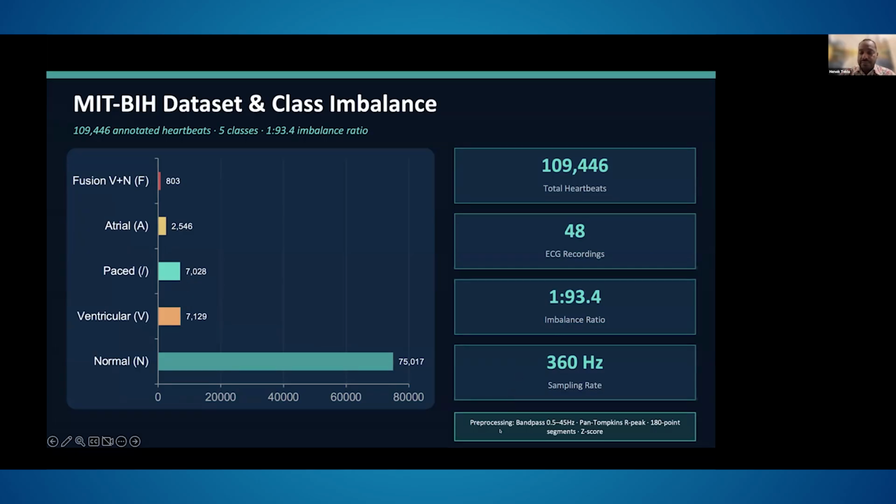Our sampling rate is 360 hertz, so it captures all these spikes and other heart rate features as well. Once we have these, we filter the signal into a certain bandwidth, and after filtering, we segment all the points into 100 points for training purposes.